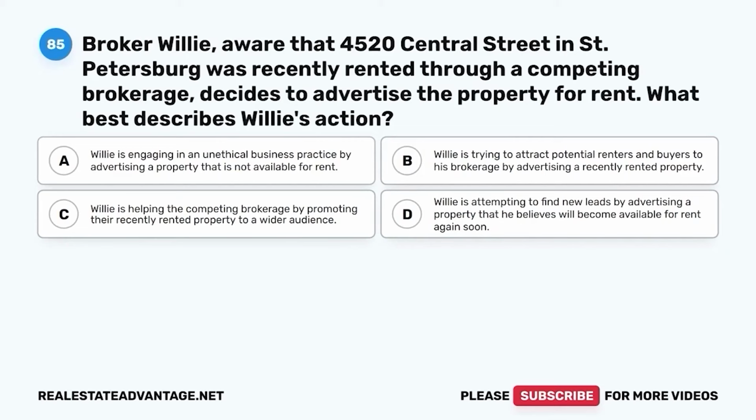Question 85. Broker Willie, aware that 4520 Central Street in St. Petersburg was recently rented through a competing brokerage, decides to advertise the property for rent. What best describes Willie's action?